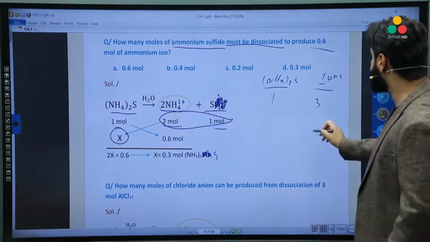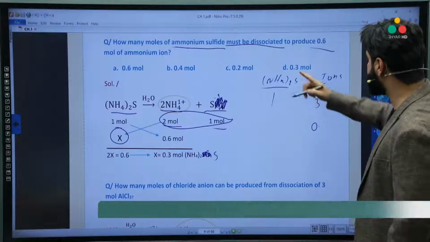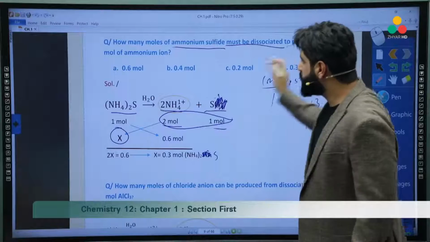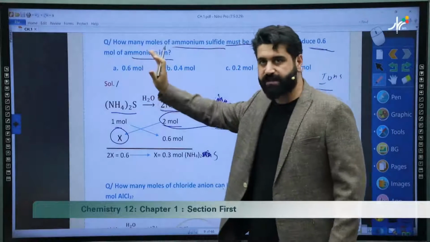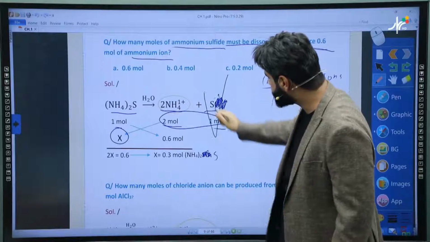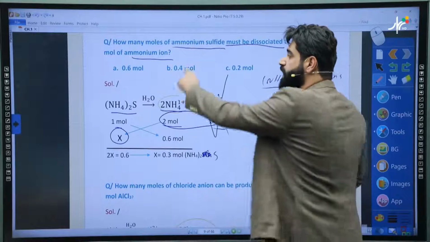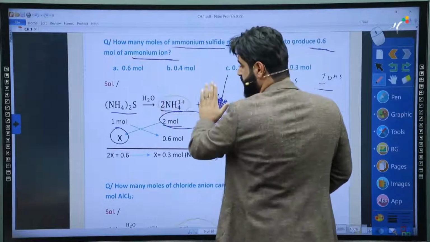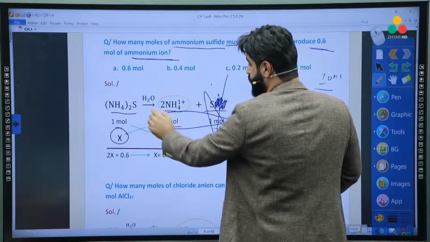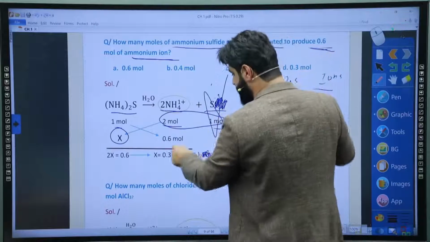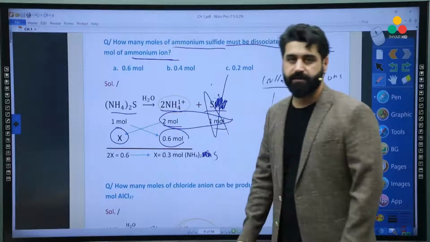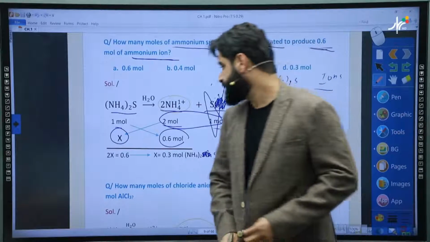But what if we have 0.6 moles of ammonium? Look, this time, it talks about only ammonium, not the total number of moles of ions. That's why we have to forget about the other. Look, ammonium ion, only ammonium. So, for 1 mole, we will get 2 moles of ammonium. But what if we get 0.6? You have to put X. Then make your cross product. You're going to get the last result.